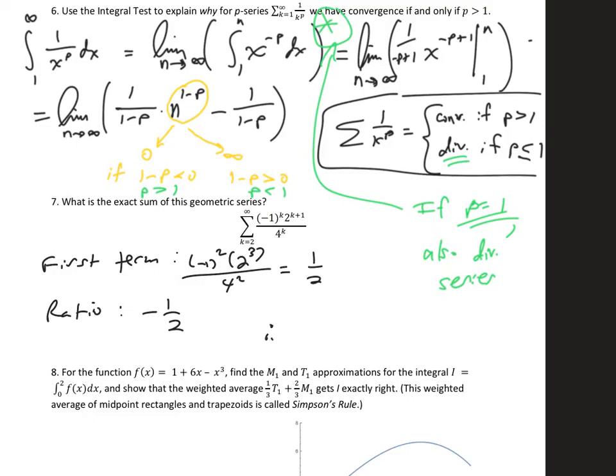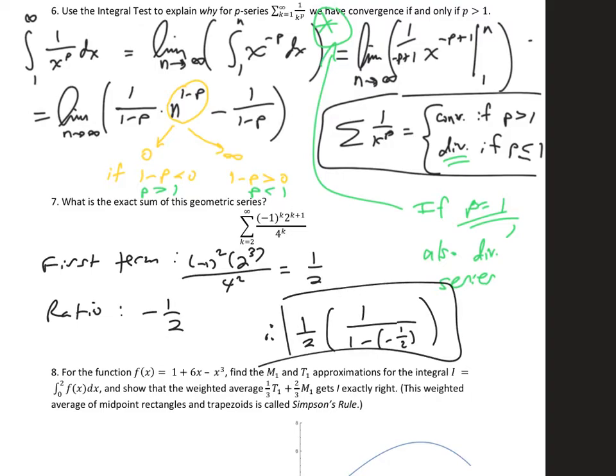And so therefore, the formula that we get is first term times 1 over 1 minus the common ratio, whatever that ends up being. So it's just a formula using the first term and the common ratio. But it is a good formula to remember.